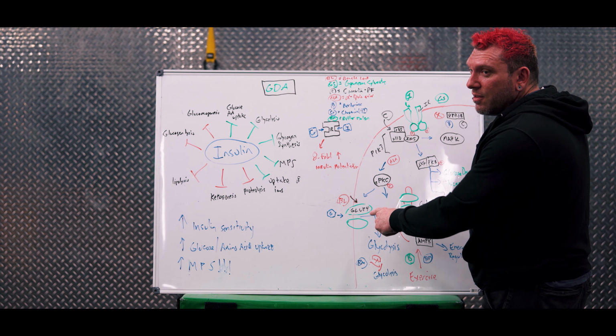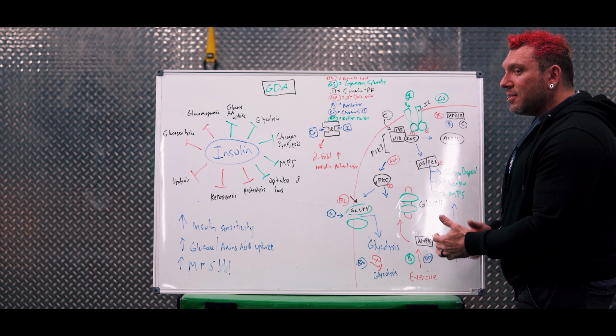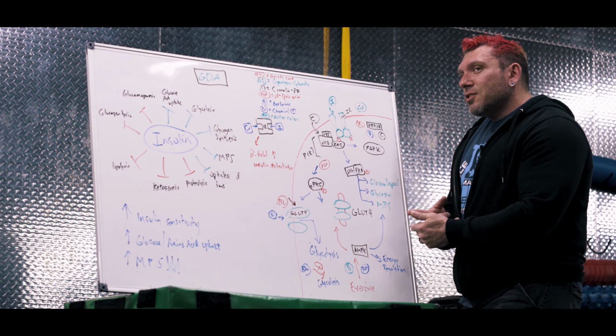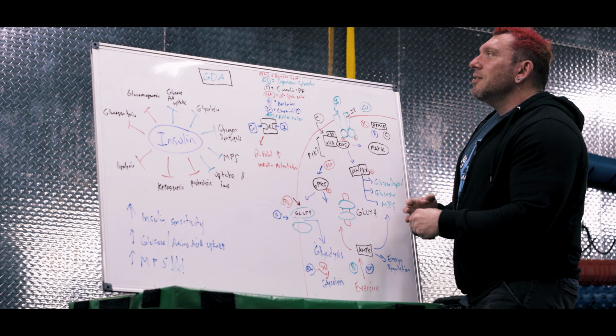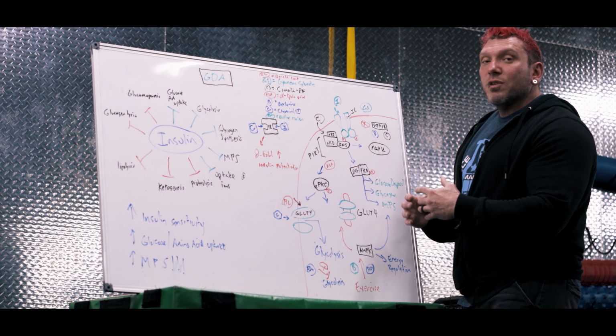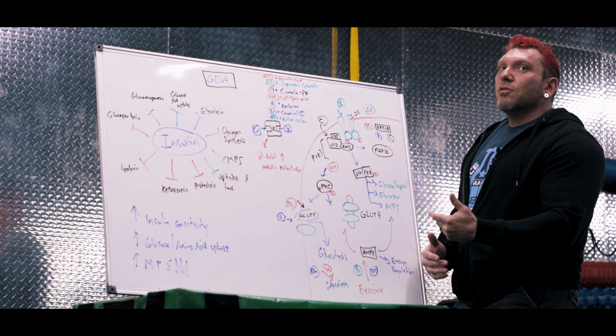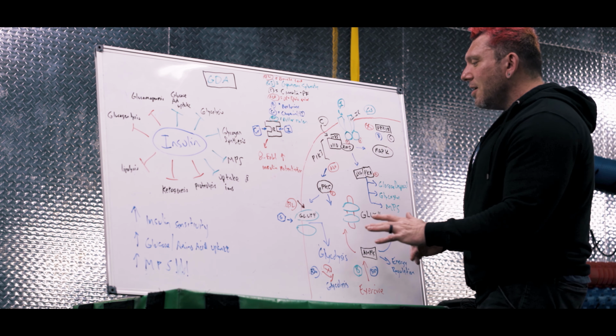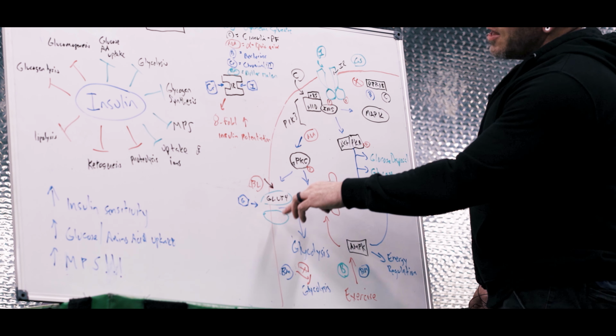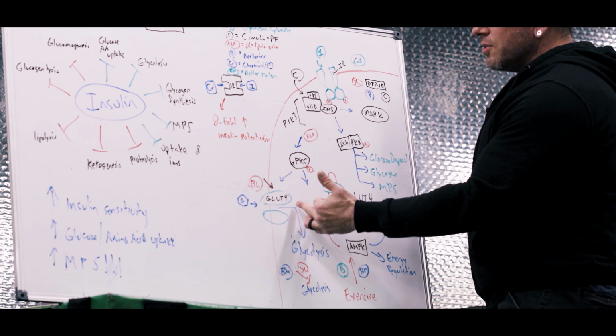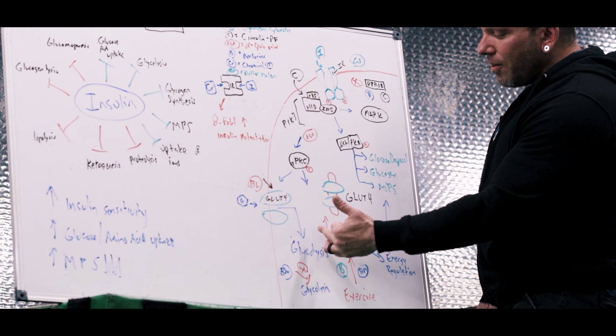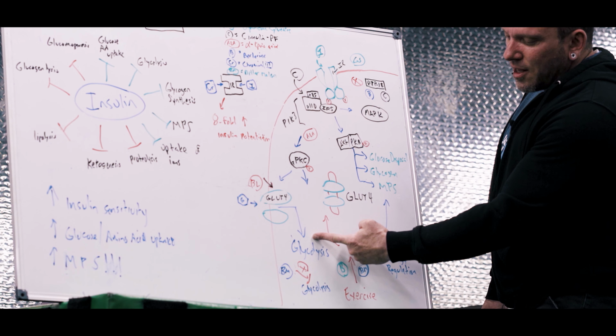One is banaba leaf. So we use banaba leaf standardized to tannins. Tannins are these water-soluble compounds that are responsible for the anti-diabetic properties of banaba leaf. You used to think it was ursolic acid and corosolic acid, but that's not the case. Banaba leaf actually helps activate GLUT4 so that glucose can get transported into your cell, which increases glycolysis.